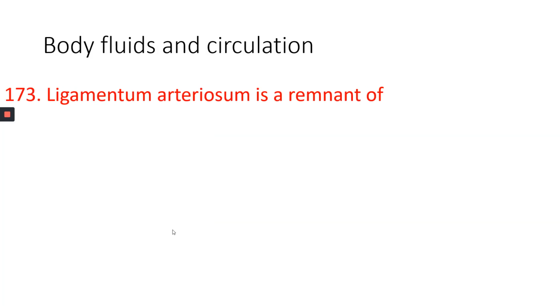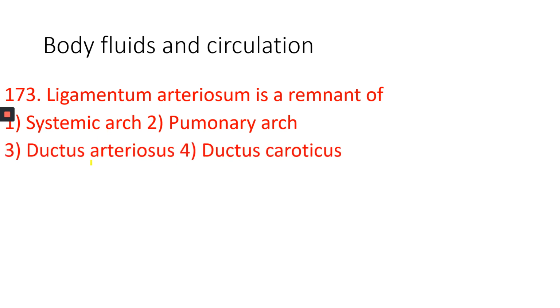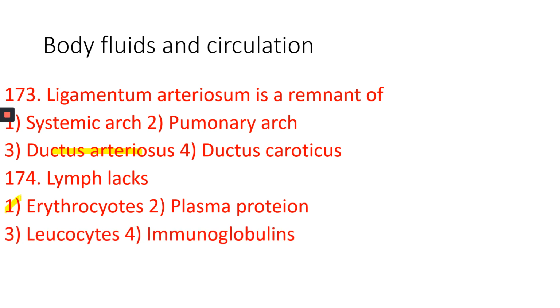Next, 173. Ligamentum arteriosum is the remnant of what? Okay, it is formed in place of the ductus arteriosus. 173. Answer 3. 174. Which of the following is not present in the lymph? Okay, erythrocytes are absent in lymph. Next one, 175.